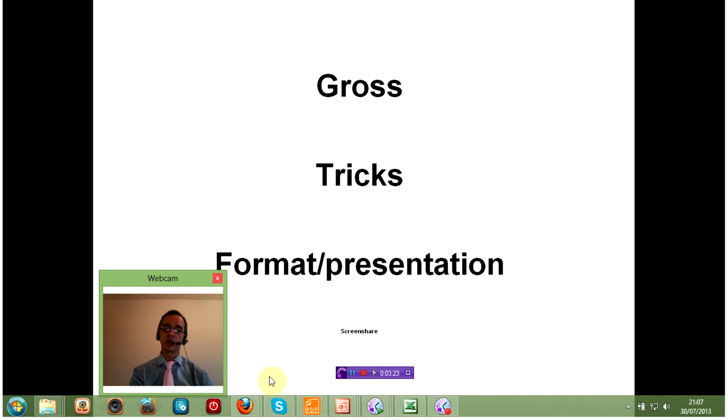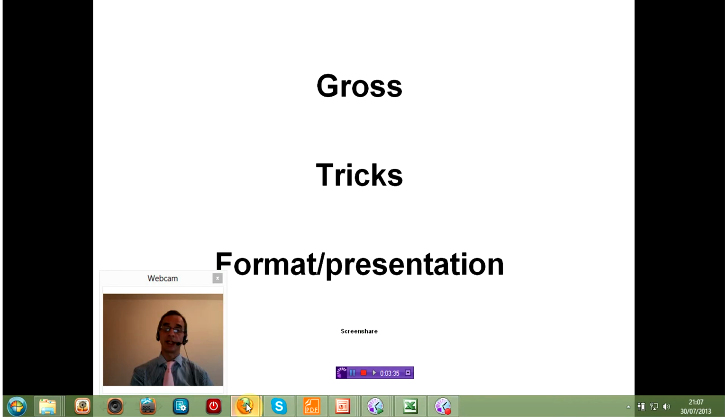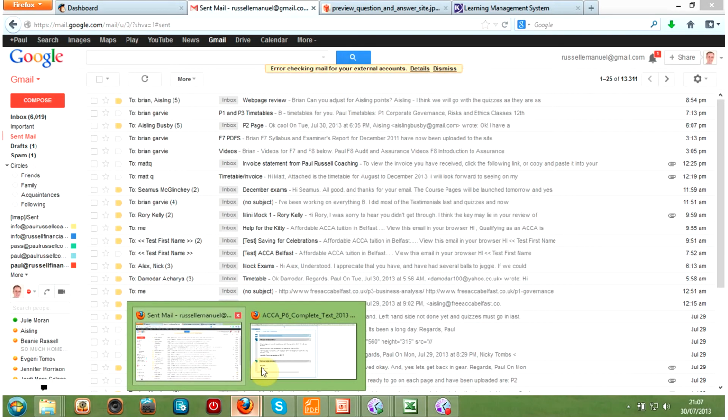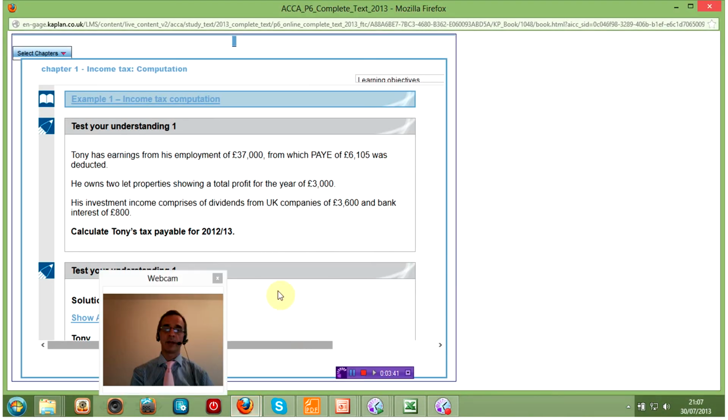I'm just going to screen share a question from the Kaplan text with you. It's just a small income tax question, to help you understand where income tax fits in. Bear with me one second. So here we have it.